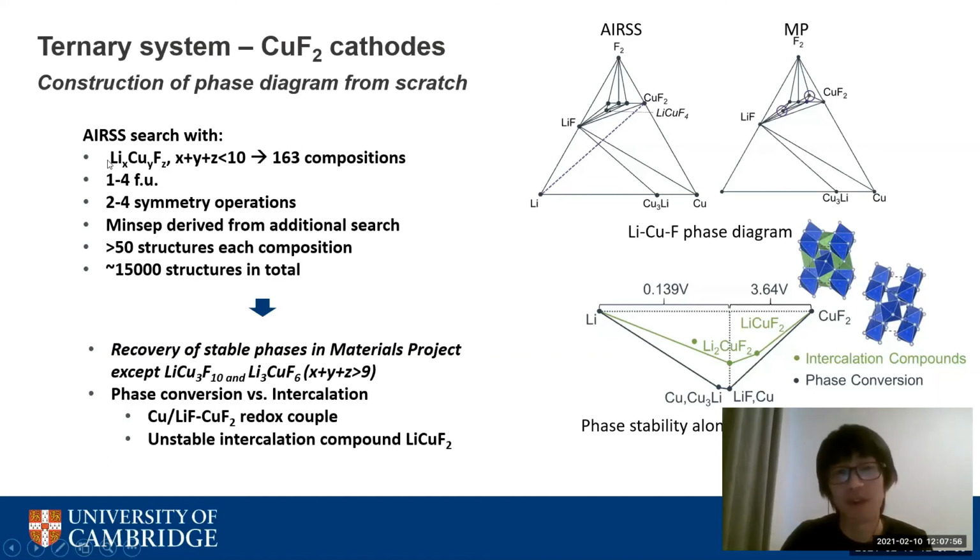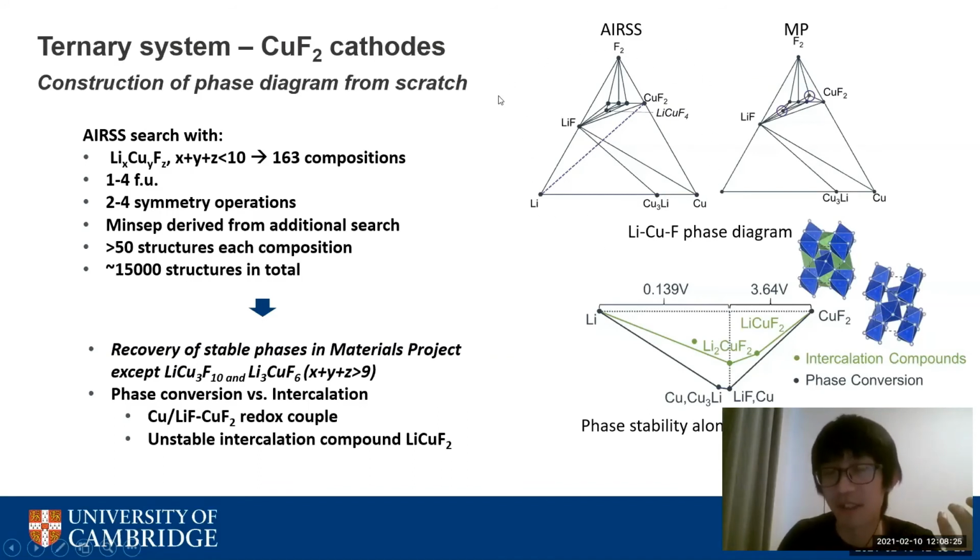163 compositions. For each composition, the formula units are constrained to be less than 4, and the symmetry operations and min set are the same as previously, except that the min set is not derived from experimental data, but from additional AIRSS. Basically, for this AIRSS, we know nothing about this phase diagram. We start from scratch. Here is the result of the AIRSS.